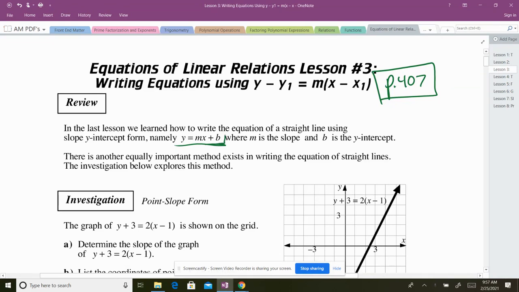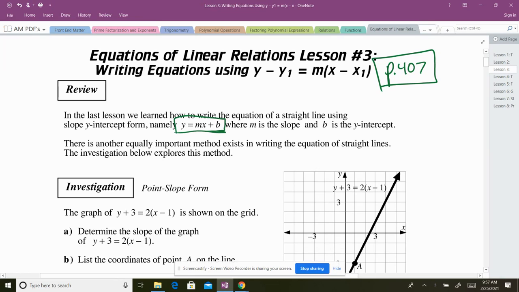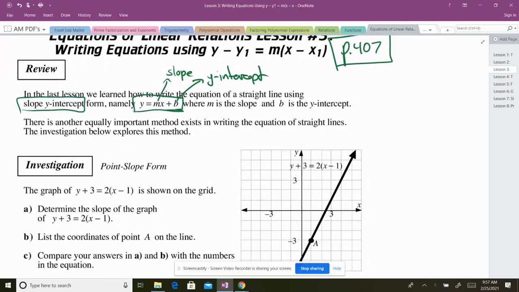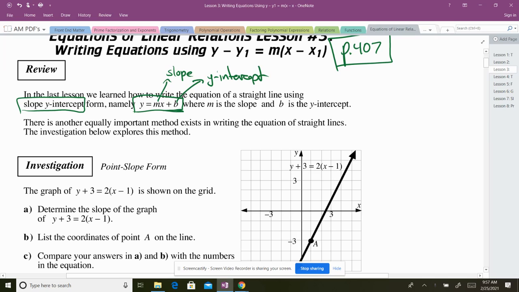Today we learned about y is equal to mx plus b. It's called the slope y-intercept equation, because it gives you the slope m and the y-intercept b. All right, so there is another equation of a straight line. Okay, whoa, let's not just freak out yet. There's actually two other ones.